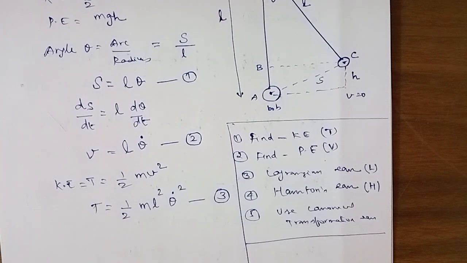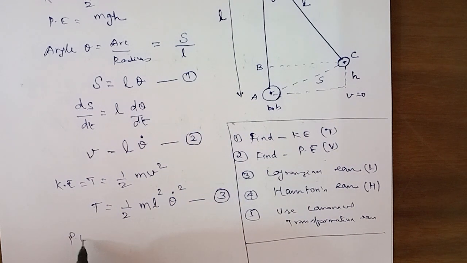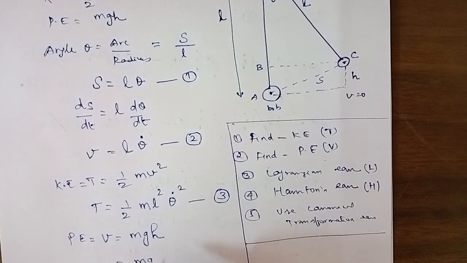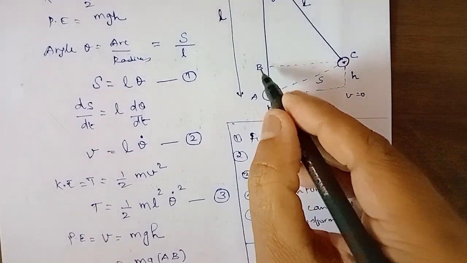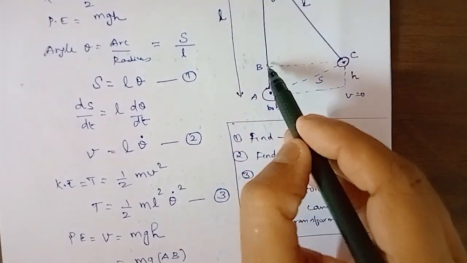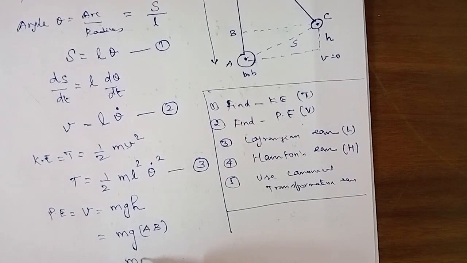Half m L square theta dot square. Okay, so what will be the potential energy now? Potential energy V is equal to m into g into h. Here h is the total length, therefore h will be m into g into AB. This AB is nothing but OA minus OB. Therefore V is m g (OA minus OB).